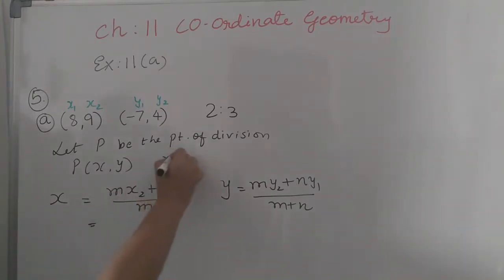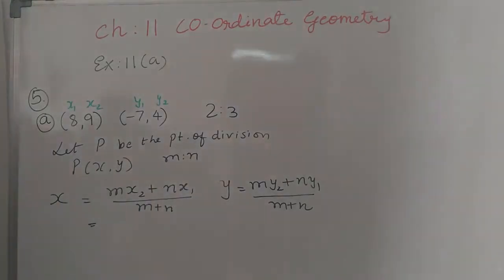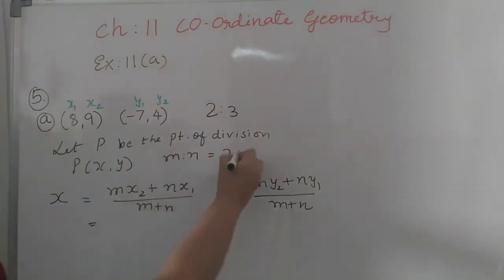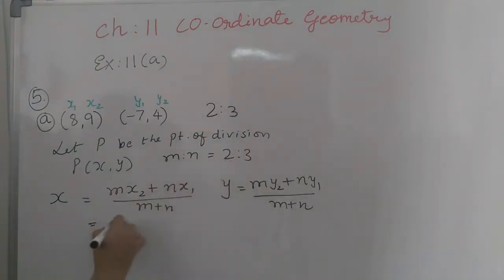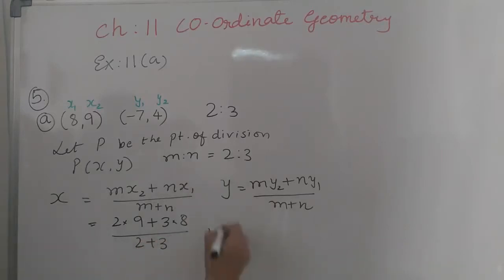Now I write here m and n as the ratio, which is given to us as 2:3. Now m is 2, x2 is 9, plus n is 3, x1 is 8, in division m plus n, 2 plus 3. Then for y, m is 2, y2 is 4, plus n is 3, y1 is minus 7, upon m plus n, that is 2 plus 3.